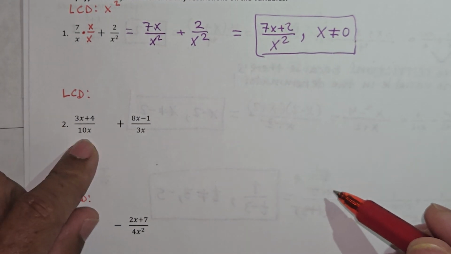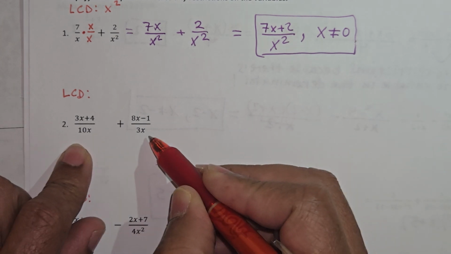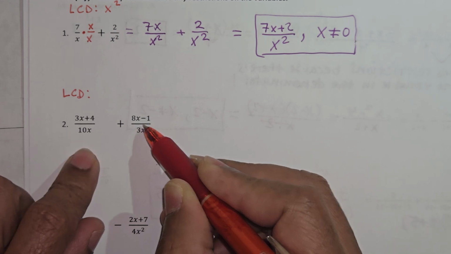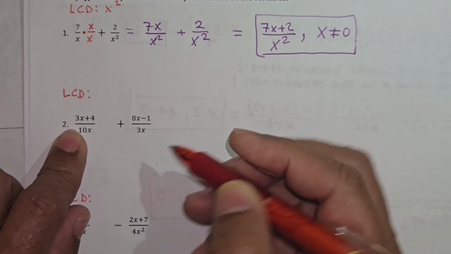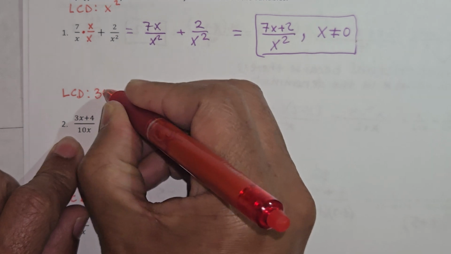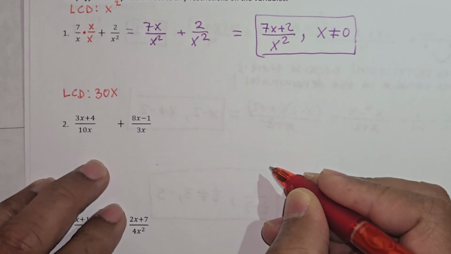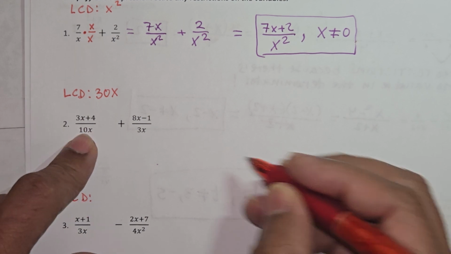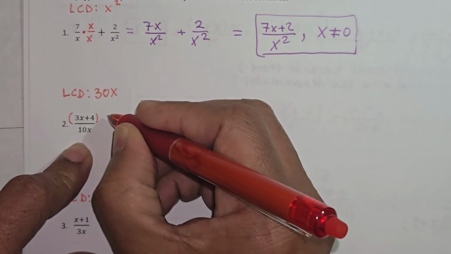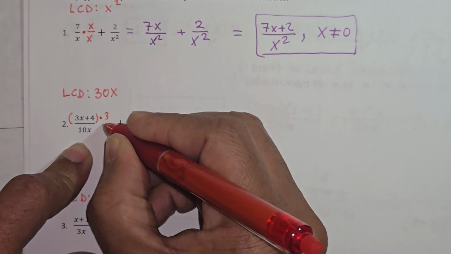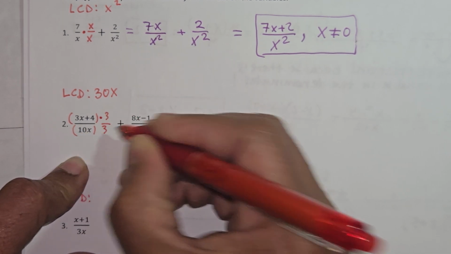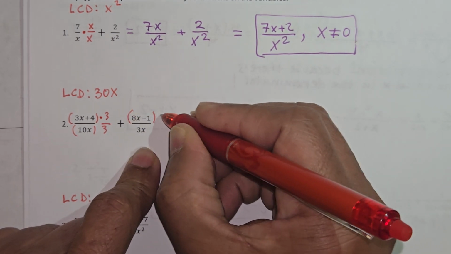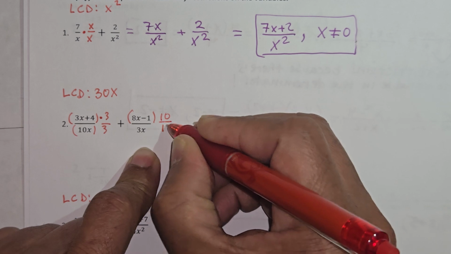Okay, all right, example number 2. For example number 2, for the LCD, this has 10x and this one is 3x. So the LCD will be 30x, so we'll multiply this one by 10 and this one by 3. Once we know the LCD, we know that this one is missing the 30, so we need to multiply this by 3 over 3. This one's a 3, but we need a 30, so we multiply this one by 10 over 10, which again is the number 1.